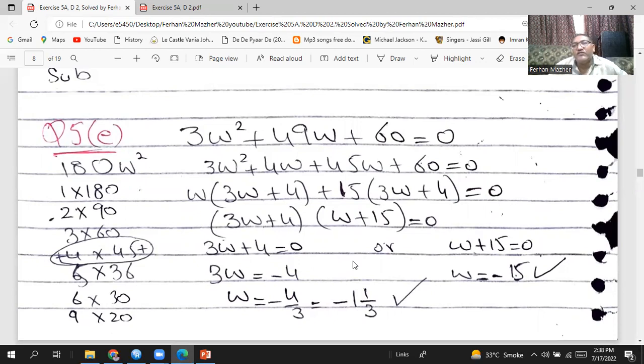In the same way, w plus 15 is equal to 0, so w will be equal to minus 15. So there are two solutions. One is minus 1 whole 1 by 3. The other one is minus 15.